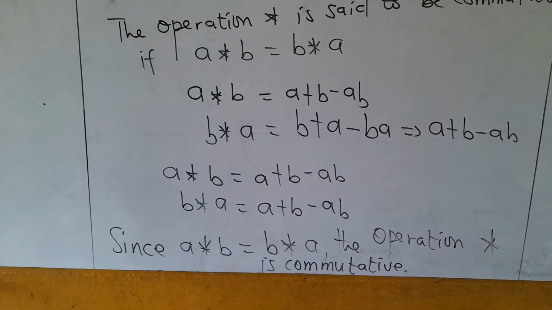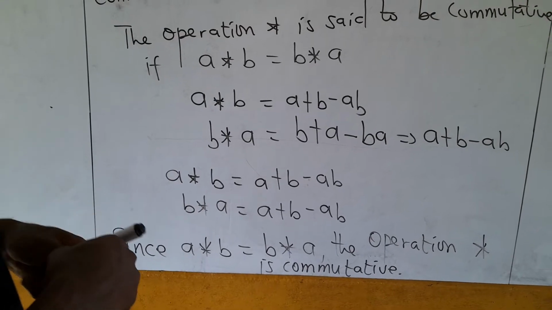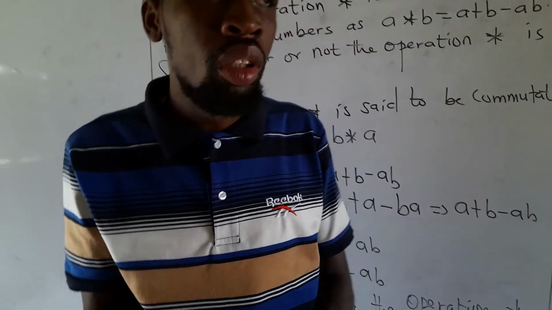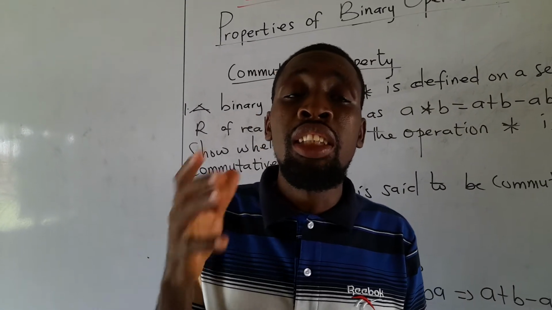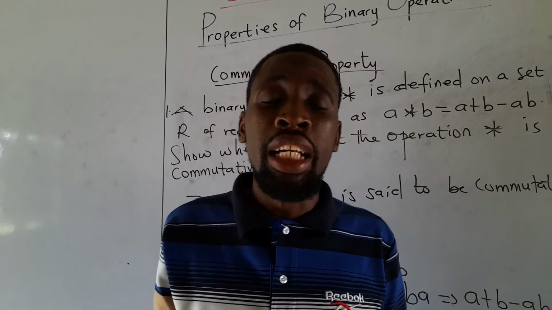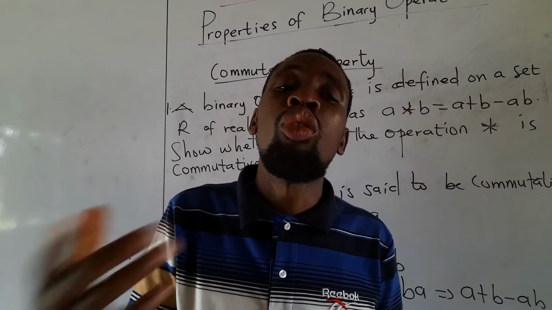I hope you get that. This is not anything difficult. So just find A star B, or find A operation B. If it is the same as B operation A, then the operation is commutative.